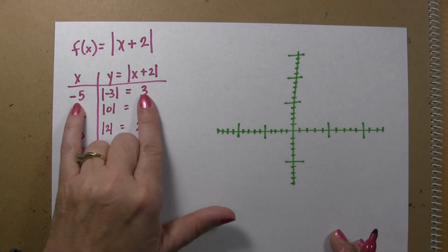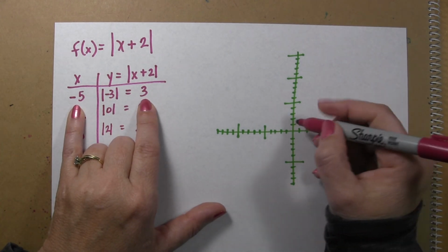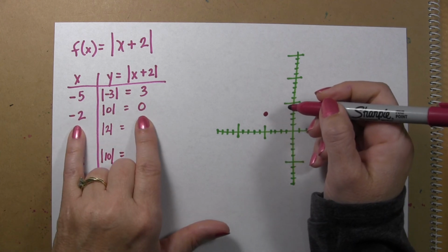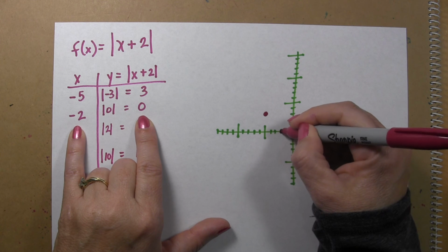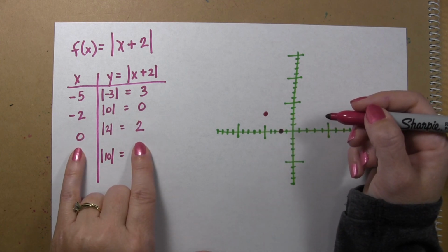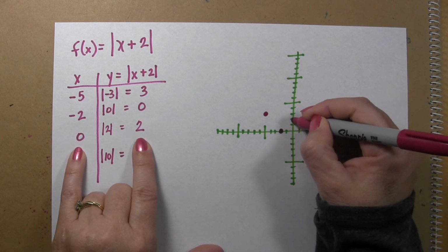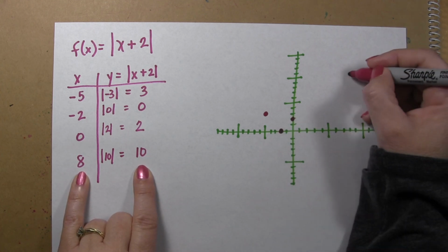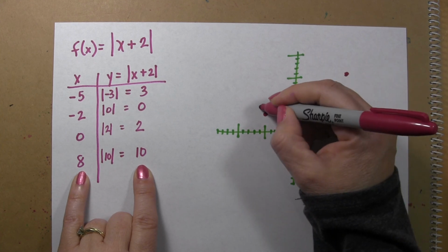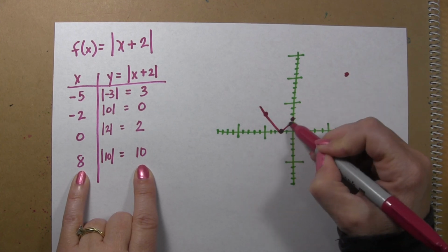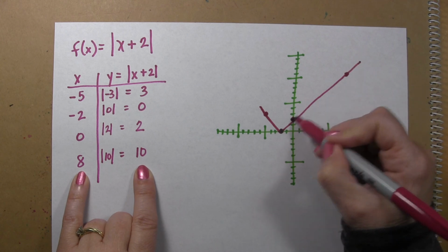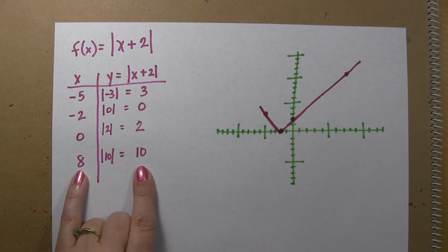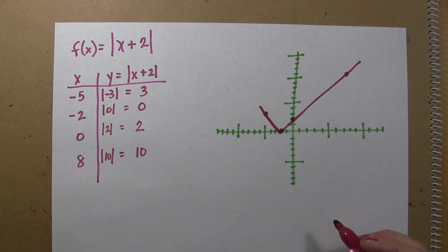Okay, let's put this on the graph. So -5, 3 is about right here. -2, 0 is about right there. 0, 2 is about right here. And 8, 10 is about right here. So again, we are getting a V-shaped graph, which, by the way, is what you'll always get when you're dealing with absolute value, right? And now let's take a look at the domain and range.